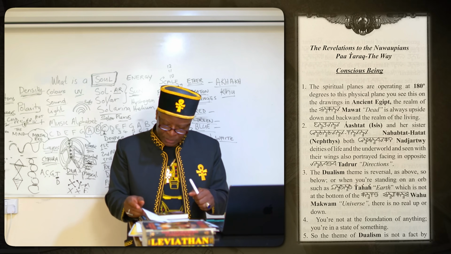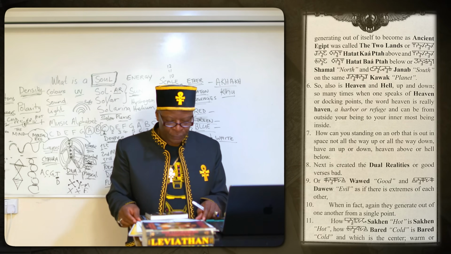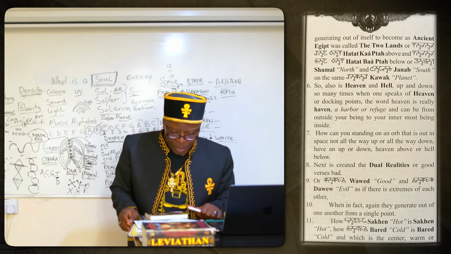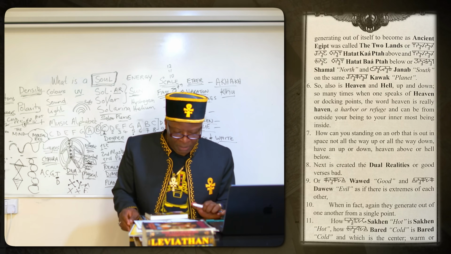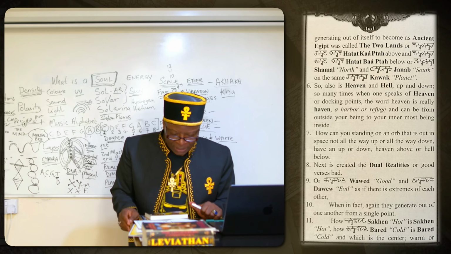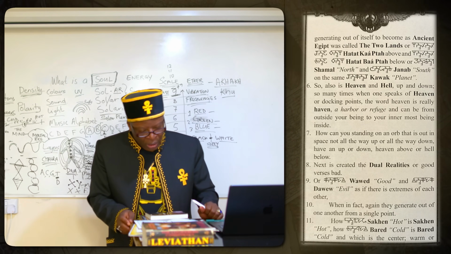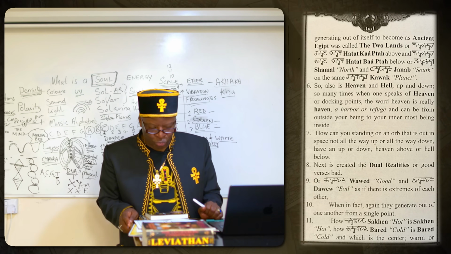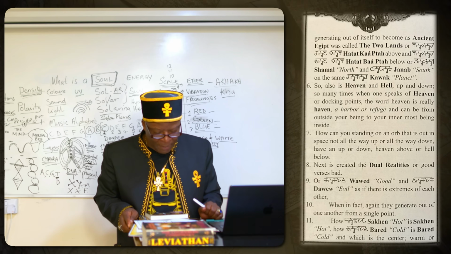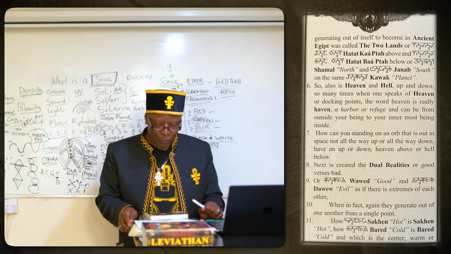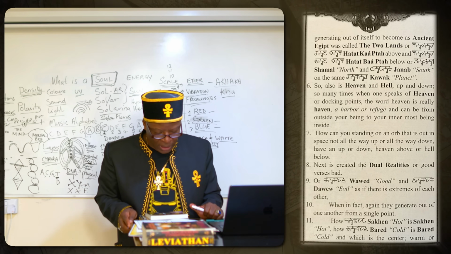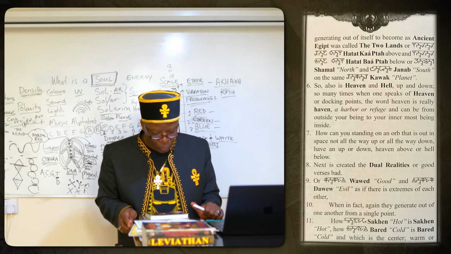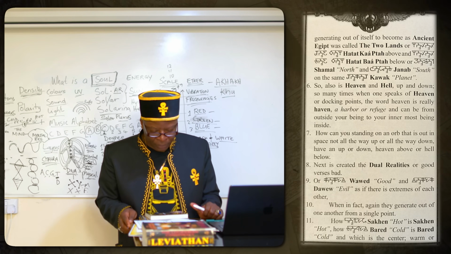So the theme of dualism is a fact, generating out of itself to become, as ancient Egypt was called, the two lands, or Hatat Ka Pata, above, Hatat Ba Pata, below, or Shamal, north, and Janab, south, on the same planet. So also is heaven and hell, up and down. So many times when one speaks of heaven or docking points, the word heaven is really haven, a harbor or refuge, and can be from outside your being to your innermost being inside. How can you, standing on an orb that is out in space, not all the way up or all the way down, have an up or down, heaven above or hell below, right?